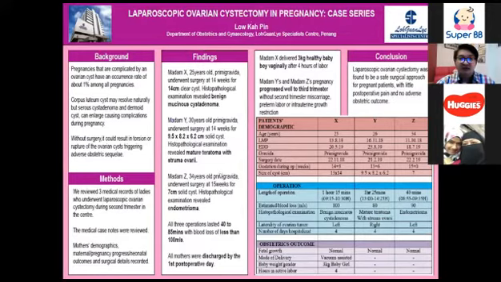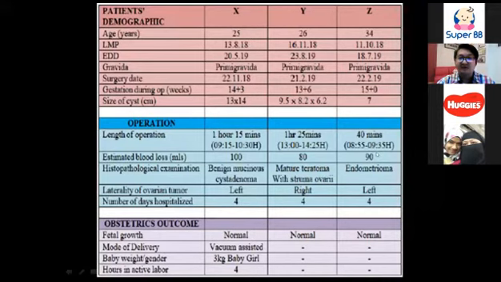So these are the 3 ladies that I did the cystectomy for during pregnancy. You can see that here, one of them is a mucinous cyst. The second one is a teratoma or the dermoid cyst, where it contains fat, hair, and some tooth. And the last one, the endometrioma, is a chocolate cyst. The size of the first cyst is around 13 cm. The second one is 9.5, the biggest diameter. The third one is 7 cm.